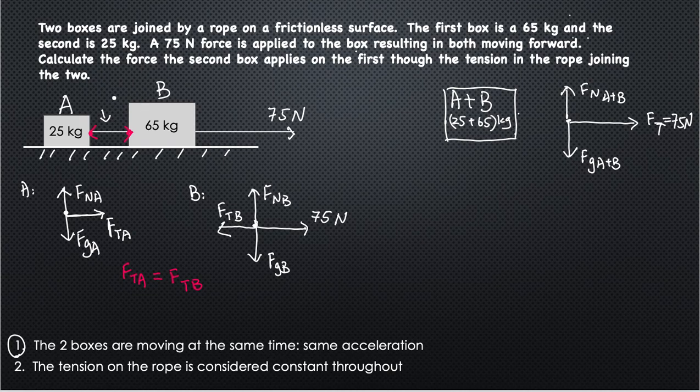So now because this piece of rope is considered part of the A plus B giant box, it is now considered an internal force, and therefore we don't have to worry about it.